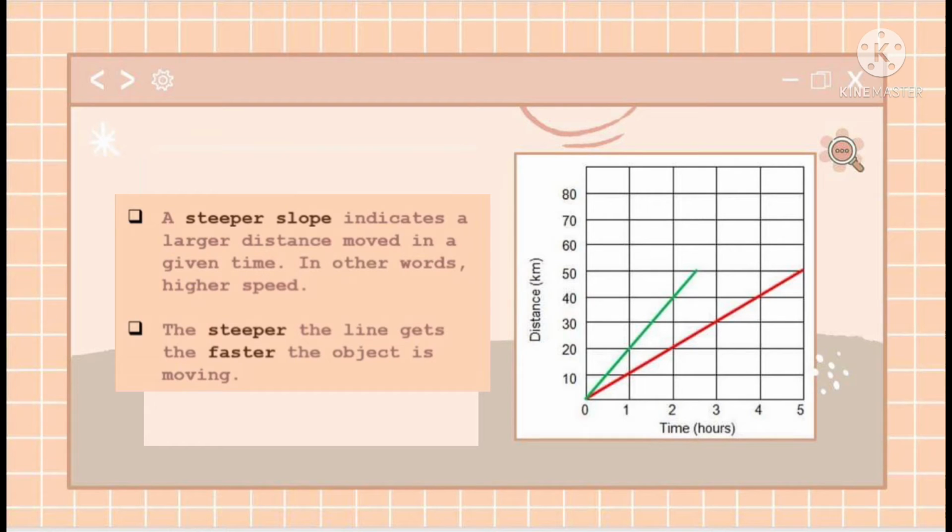In this example, we can see that both the lines show that each object moved the same distance, but the steeper one, which is the green line, got there before the other one. So what does this indicate? A steeper slope indicates a larger distance moved in a given time. In other words, higher speed. The steeper the line gets, the faster the object is moving.